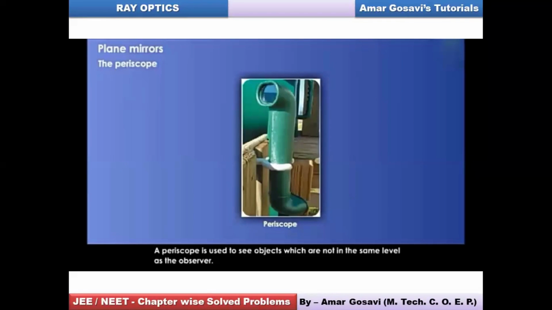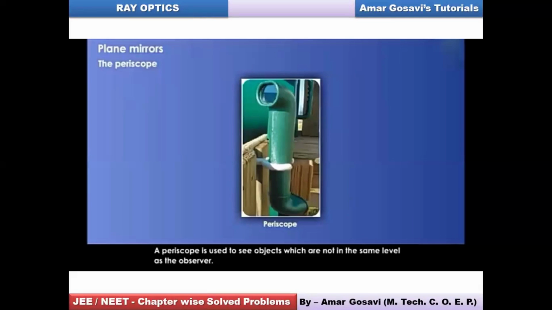A picture of a periscope. And what a periscope does, basically, you use it to see objects which are not at the same level as that of the observer. Like, you are in a submarine and you want to view what's happening on the surface of the sea. So you use periscopes for that. So obviously the images are to be transferred from the top to the bottom where your eye is placed.